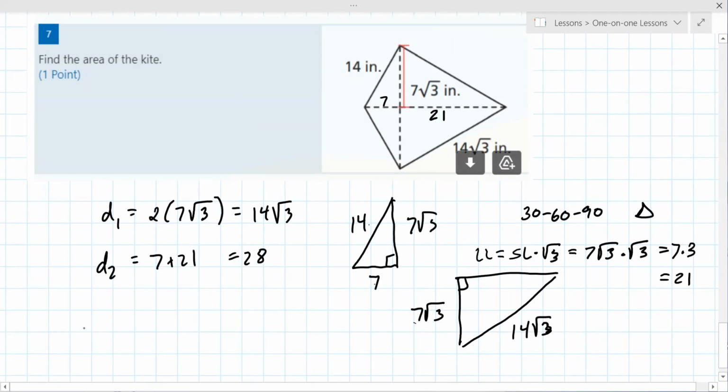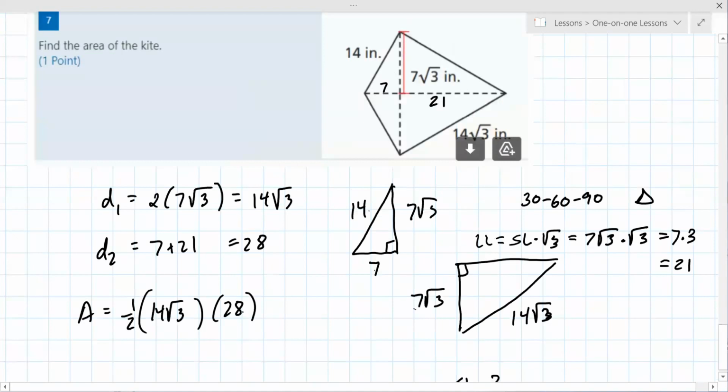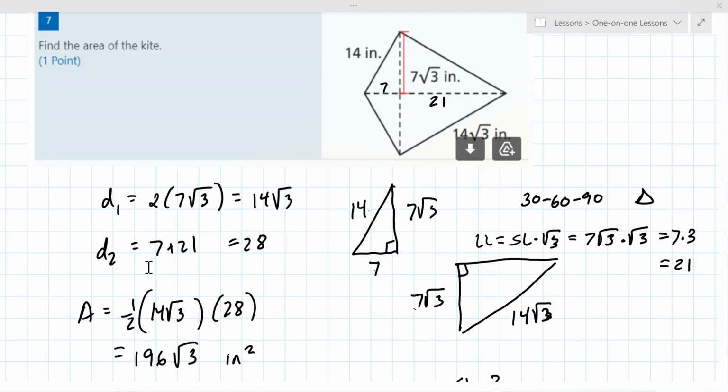And you just said, okay, the area is 1/2 diagonal 1, 14 square root 3 times 28. So half of 28 is 14. 14 times 14 is 196. It's 196 square root 3 inches squared. Hopefully you have a way to enter that in for your answer there.